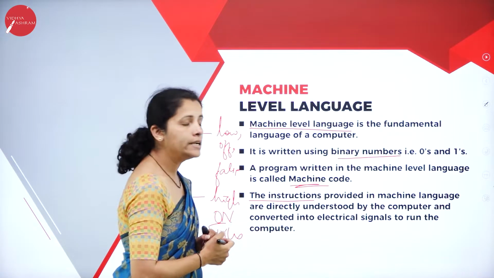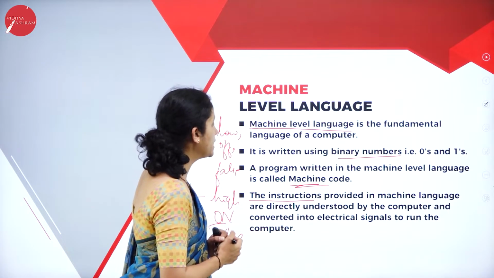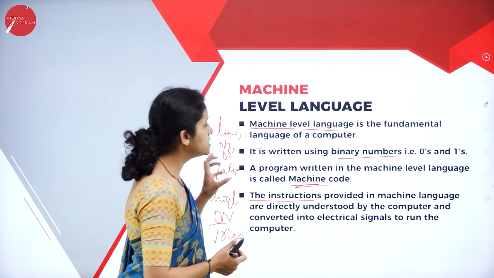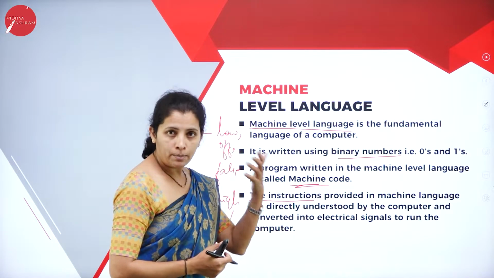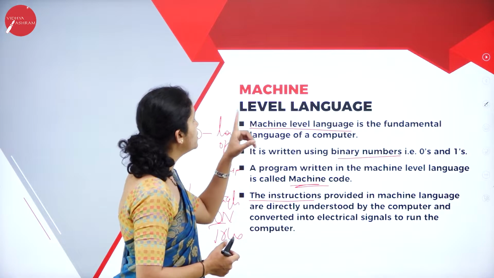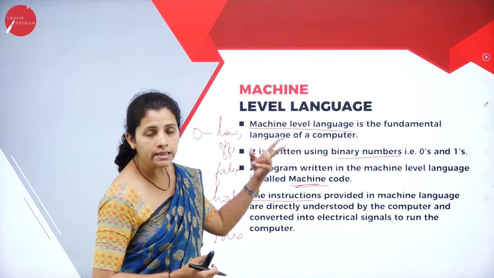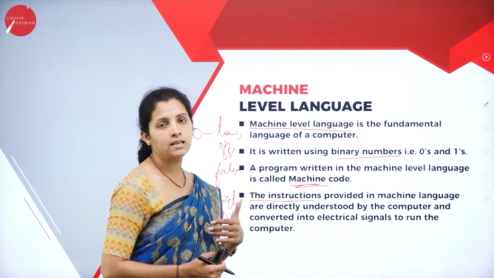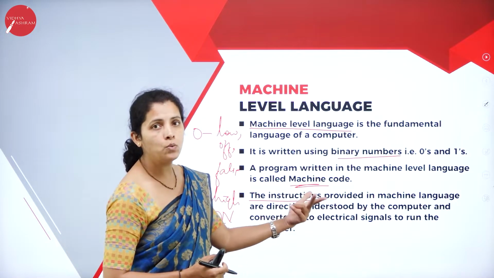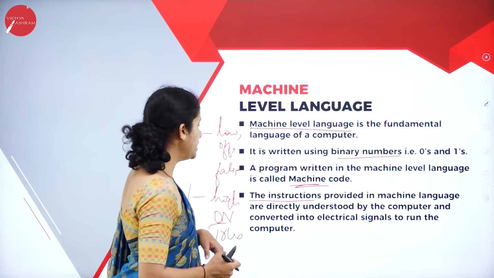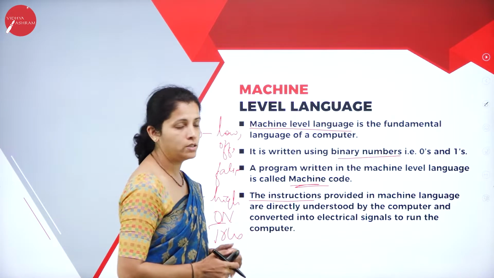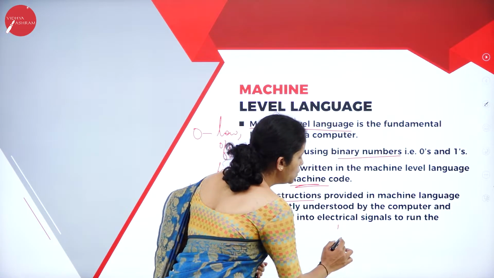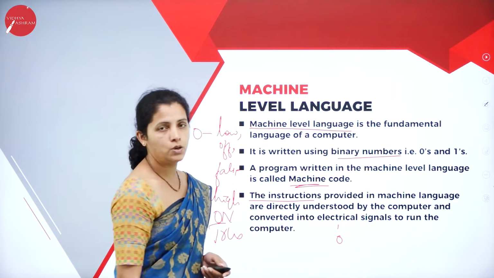Whatever instruction we provide to the computer system in the form of machine level language is converted into electrical signals to run the computer. That is nothing but the voltage, high voltage and low voltage. Here high voltage is nothing but 1 and low voltage is nothing but 0.